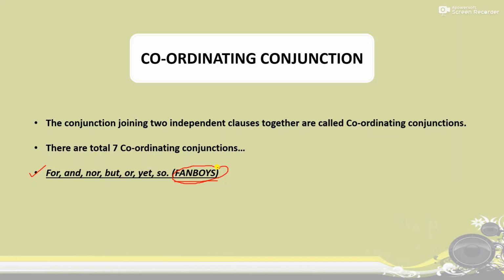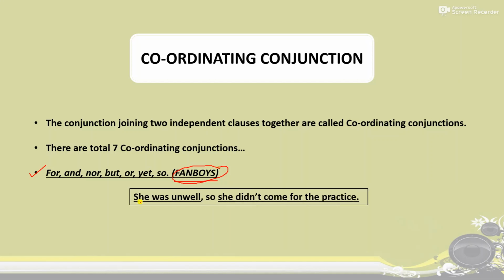Now let us understand how the coordinating conjunctions join two meaningful or two independent sentences together. So here is an example. She was unwell, so she did not come for the practice. Now if we look at this complete sentence, this sentence has 3 parts. 2 are the independent clauses and 1 of course is the conjunction.